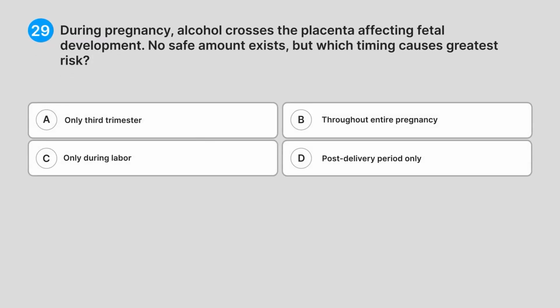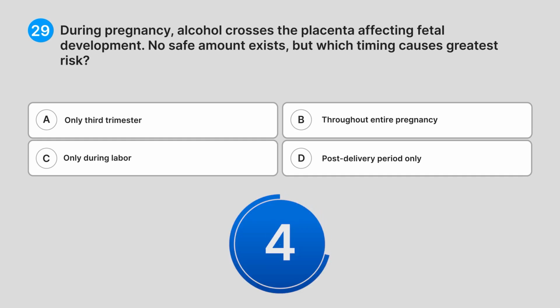29. During pregnancy, alcohol crosses the placenta affecting fetal development. No safe amount exists, but which timing causes greatest risk? A. Only third trimester. B. Throughout entire pregnancy. C. Only during labour. D. Post-delivery period only. Can you guess the answer?